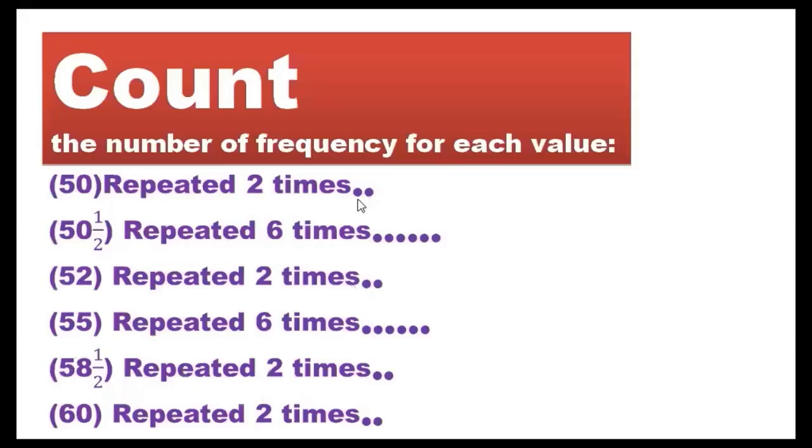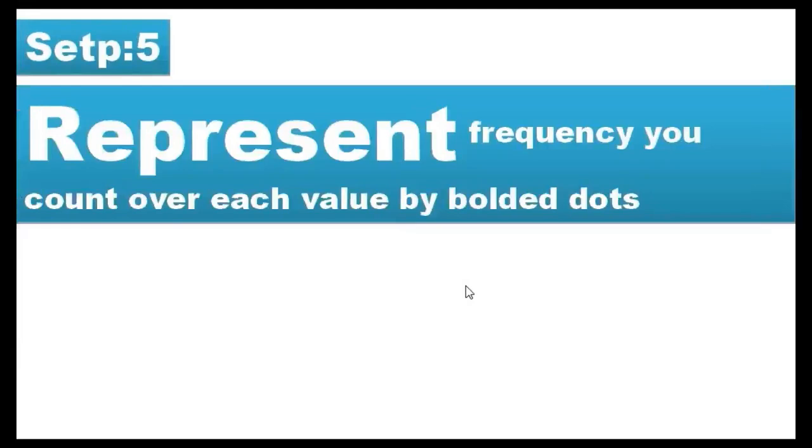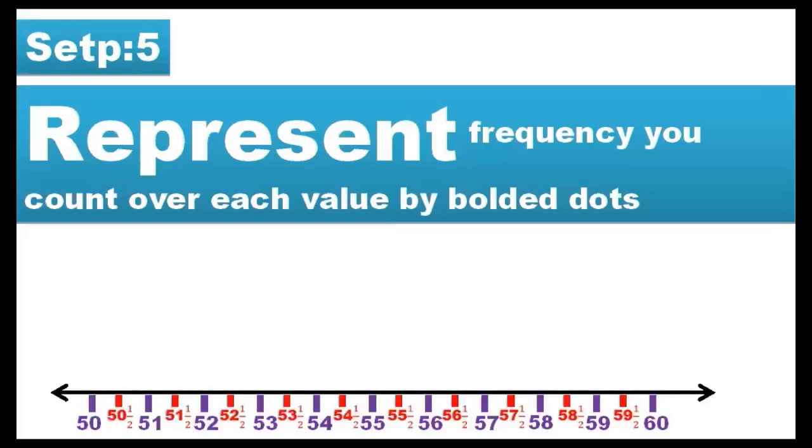What about these dots, Mr. Walid? These bold dots will help you to represent each number of repetition, each frequency. So when we have 2 times, represented by 2 bold dots. When we have 6 times, we're represented by 6 bold dots, and so on. Okay? Step number 5. Represent the frequency you count over each value by bold dots. As I told you, you are going to handle the number line you draw like that.